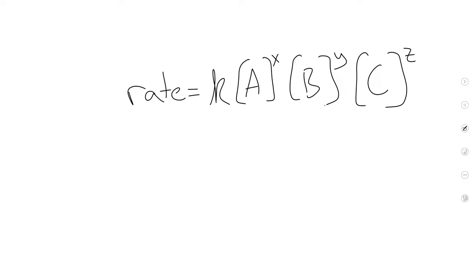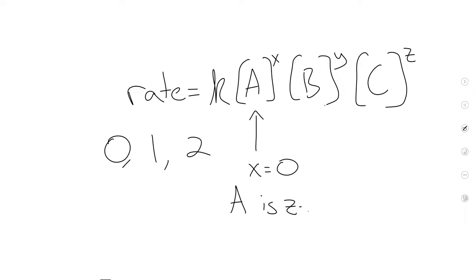We'll test it by doing things like, okay, let's change our concentration of A and see what that does to the rate. And it turns out that your exponents here are, for this class, always going to be 0, 1, or 2. If your exponent is 0, let's say x is 0, what is anything to the 0 power? 1. Does it matter how big A is in that case? No, it doesn't. In that case, A is what we call 0 order. In other words, it doesn't matter how much A you have.